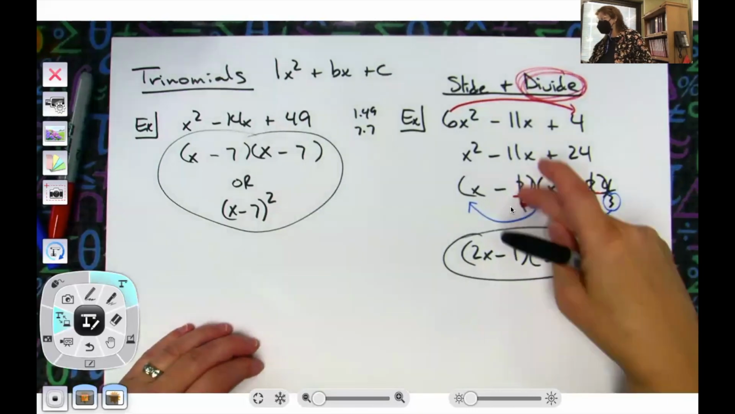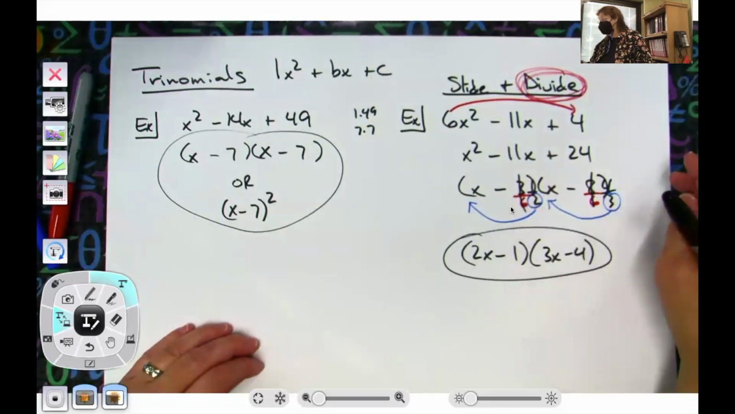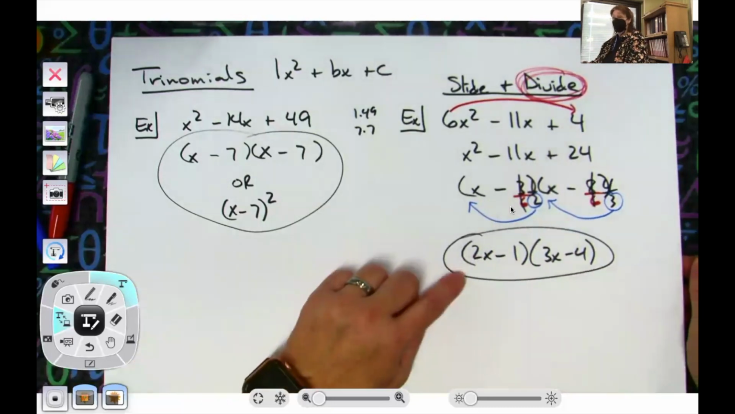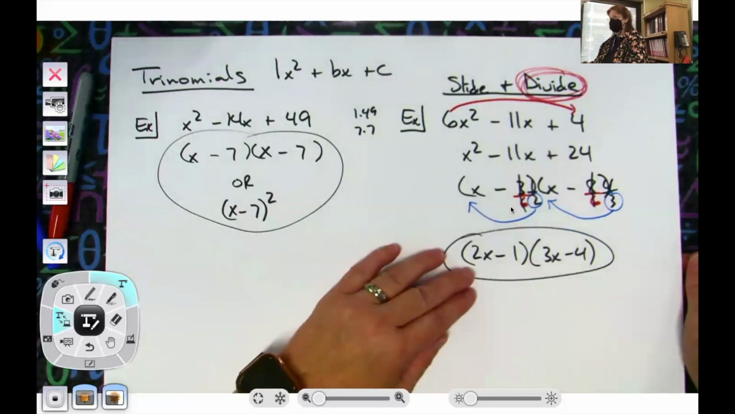Oh, you mean like I did here? Yeah, because you got to be able to do that in your head. Do I need to do more slide and divide examples? Okay, because hopefully that's the only method that she showed you last year.